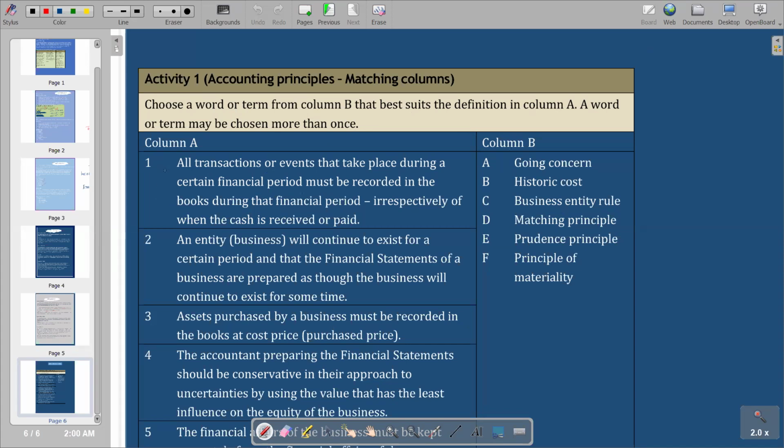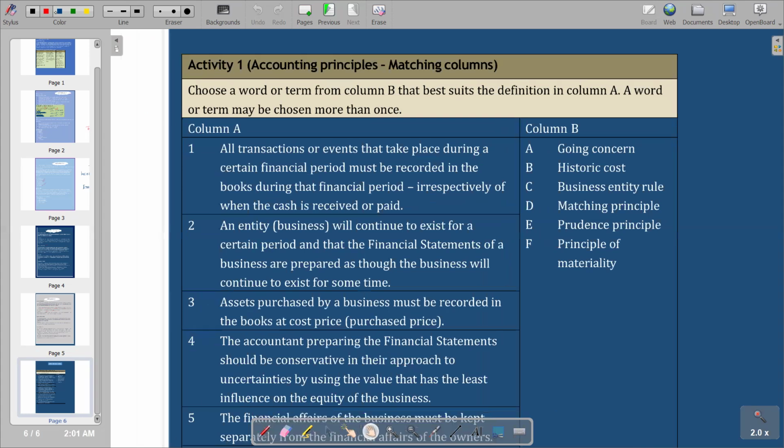Column A, number 1, is: all transactions or events that take place during a certain financial period must be recorded in the books during that financial period, irrespective of when the cash is received or paid. We have explained this under the matching principle. Remember, this clearly says the matching principle. So we have the matching principle in column B at D. So on the first part, we are going to indicate D.